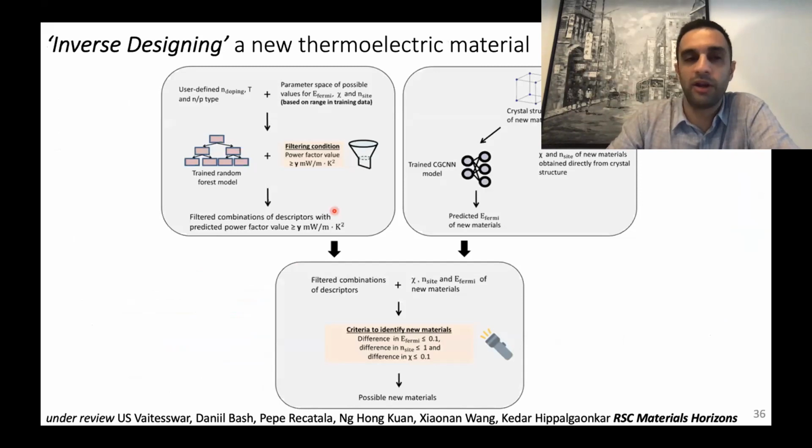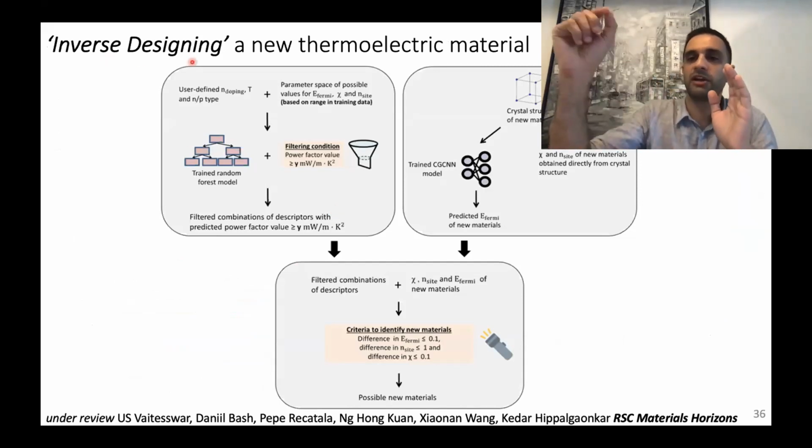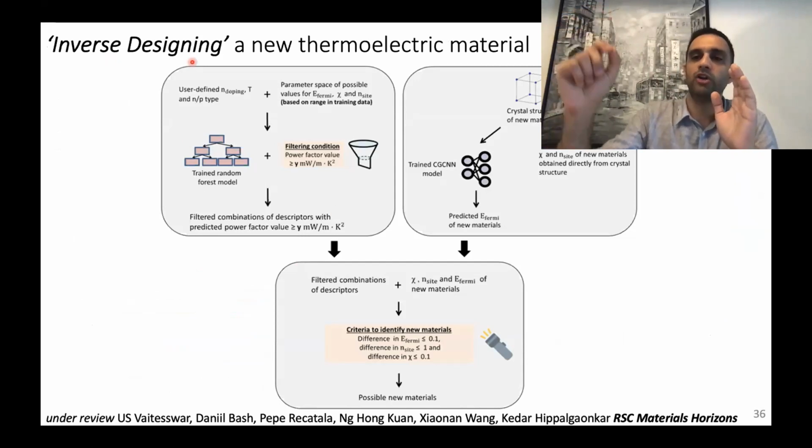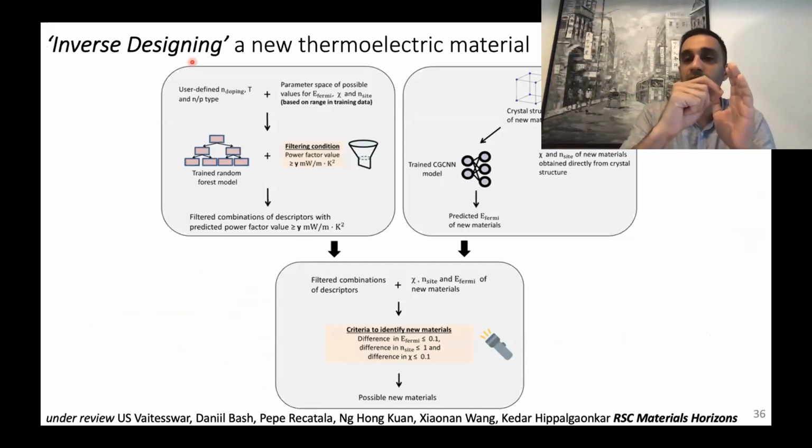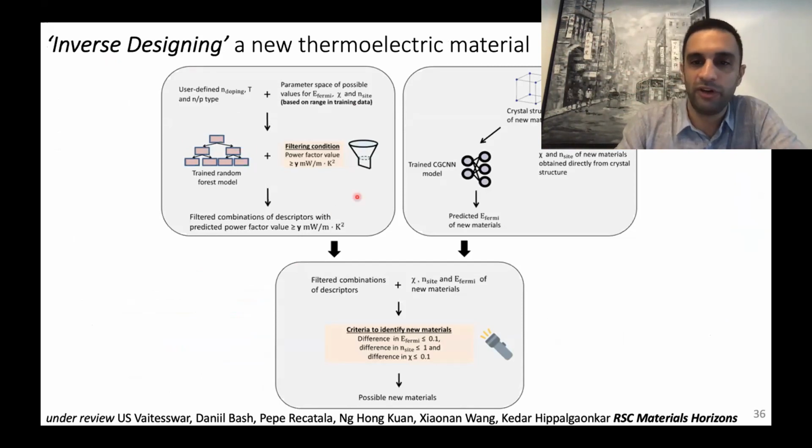Now, that's not enough, right? Because what you'd like to do is inverse design that. So if you want to have a target high value of power factor, how do you then inverse design a new thermoelectric material? So what we did is we used filtering conditions. We said, when we want to identify a new material, we apply certain criteria that comes from domain expertise, right?